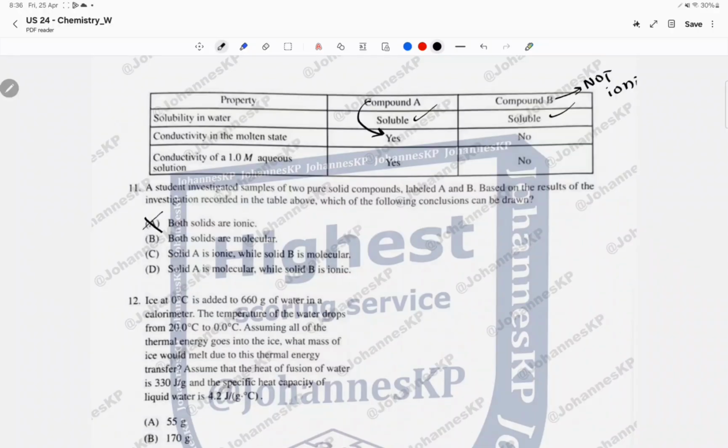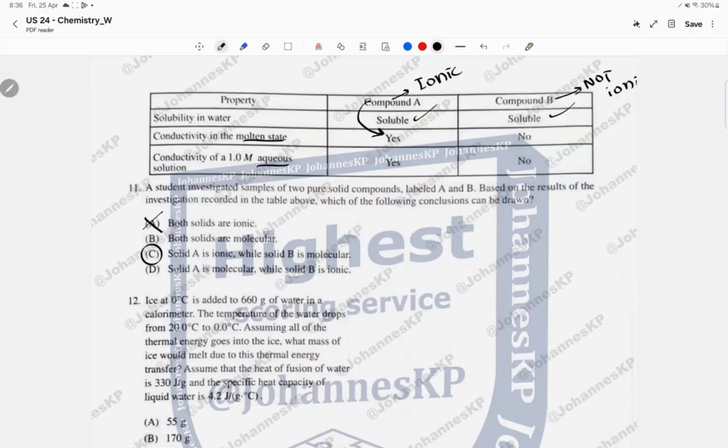So A is out. And A conducting in the molten state, and also in the aqueous state, means that A is going to be ionic, and so it has to be ionic. So the answer is going to be C.